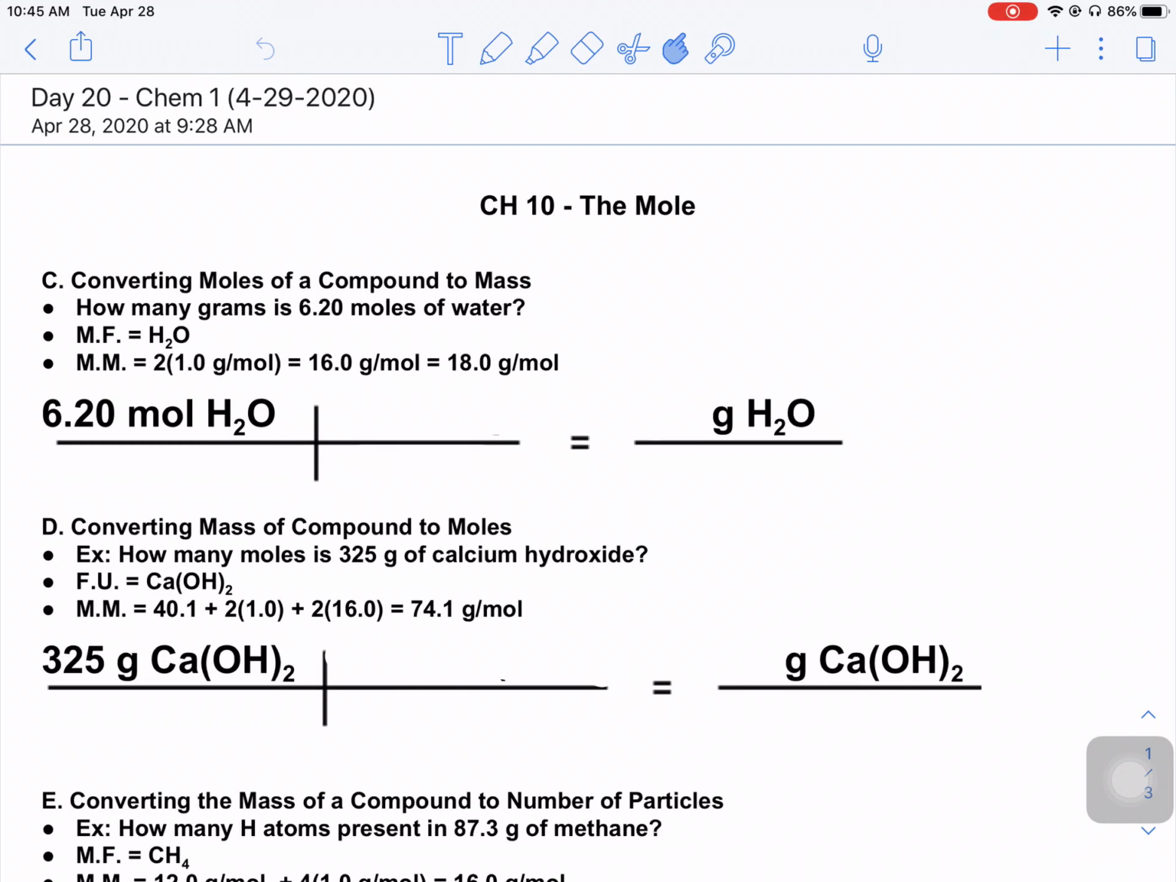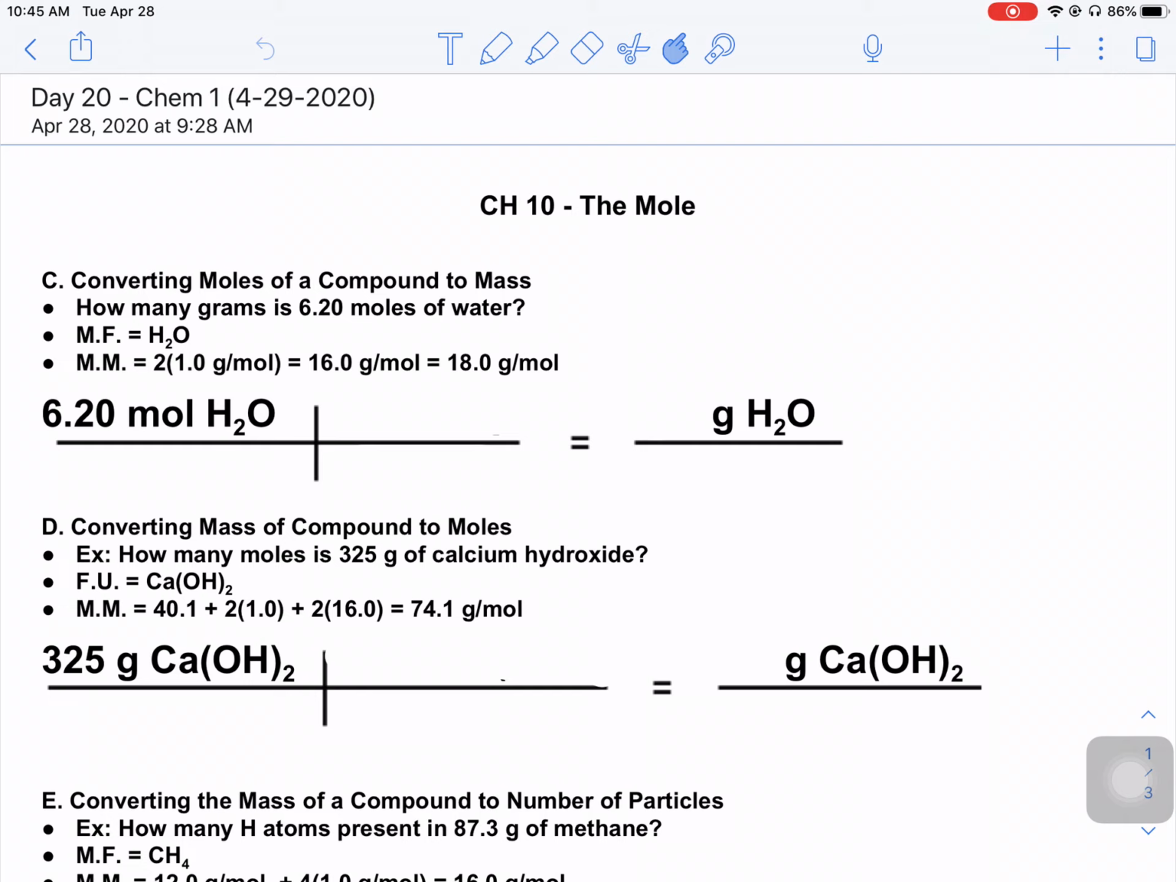Today's concept is converting from moles to grams, but this time for compounds. We've done this in the past for elements, and we've just simply used the atomic weight from the periodic table, but now we're going to do this for compounds as well, and we know that with compounds we need to calculate the molar mass of the compound first.